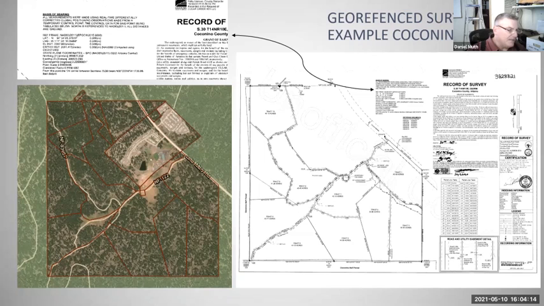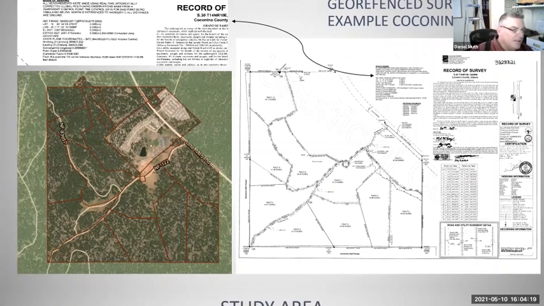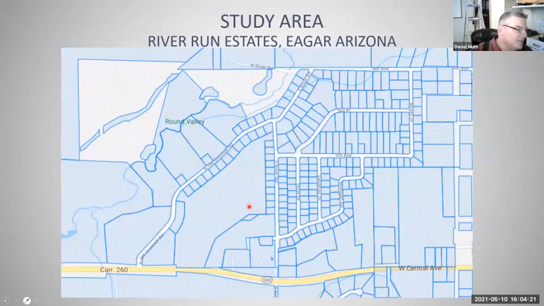This is my study area here. This is River Run subdivision. It's a subdivision in Eagar, Arizona, where I live. It's a community of about 4,500 people, right on the edge of the White Mountains, which is nestled between the Mogollon Rim and the Northeast Plateau. We're at about 7,500 feet, and there are 4,500 people that live in the Eagar-Springerville area. And I thought this would be an excellent way to highlight the benefits of using georeferenced data.